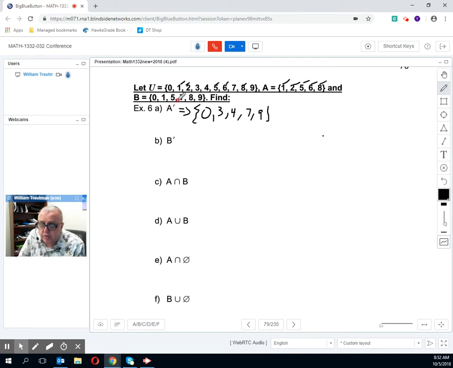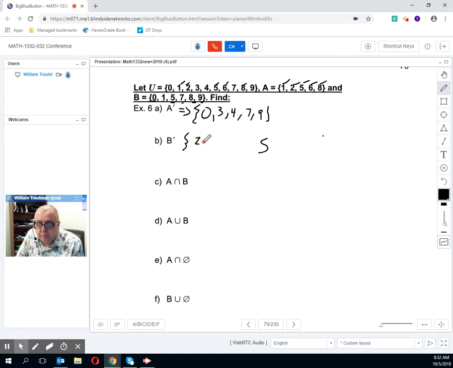That A prime means not in A. What are all the numbers not in B? Well, B is 0, 1, 5, 7, 8, 9. Look at the universal set. Which numbers do we have in the universal set that are not in B?